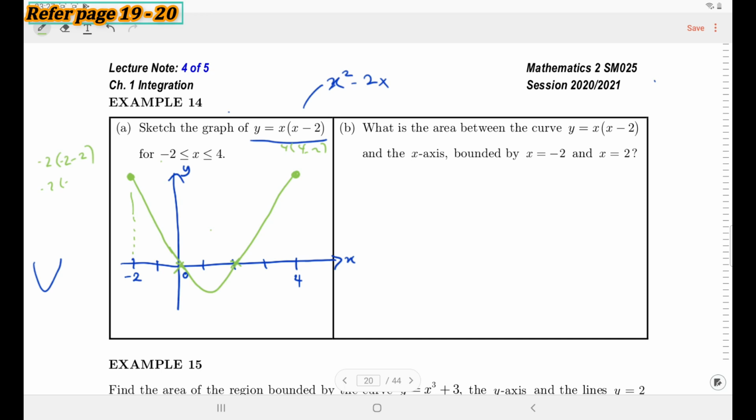So this will be your graph. It looks like it's smiling, a positive quadratic. I have sketched the graph, so it's done.